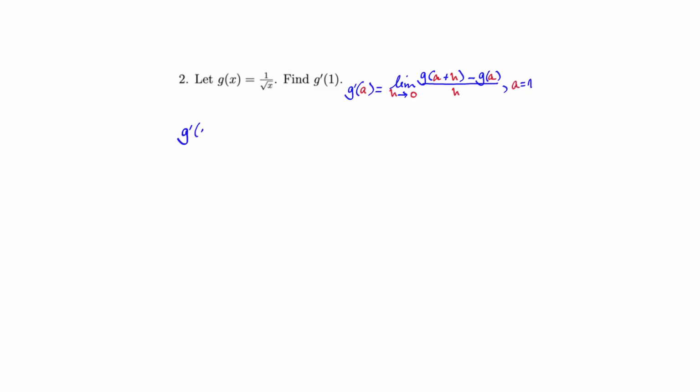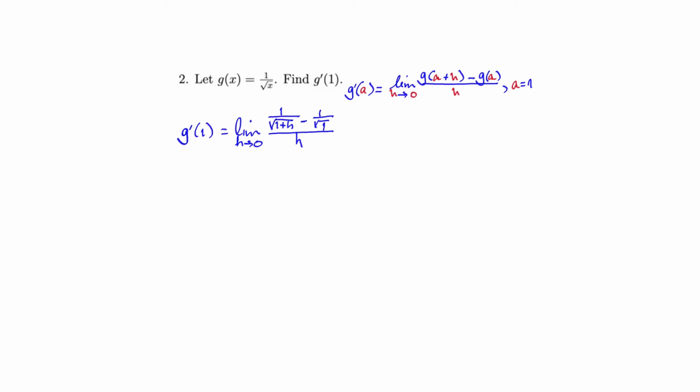So we're going to find g prime of 1, which is the limit as h approaches 0 of g of 1 plus h, so that's 1 over square root of 1 plus h, minus g of 1, so that's 1 over square root of 1. And that's all over h. So we're basically going to do the same algebra we did before.